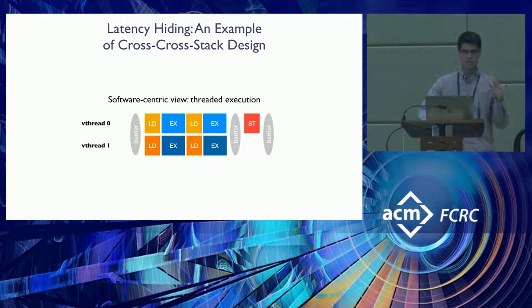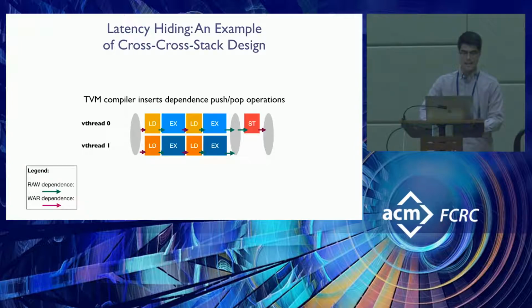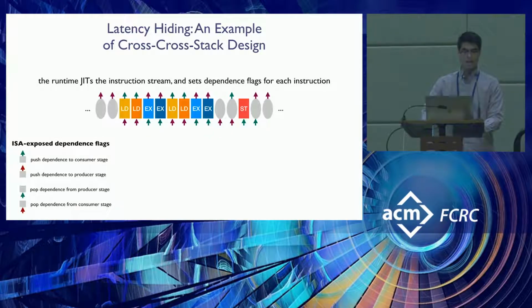We start with this software-centric view of two threads executing in parallel, right? You have these load and compute operations. You can insert barriers to make sure that these two threads are done before we store the results back to memory. And what happens at TVM, the compiler will insert dependence push and pop operations between those tasks. And we also have our JIT runtime that I introduced at the beginning, which handles code generation, and essentially will generate a linear instruction stream that sets these dependence flags for each instruction.